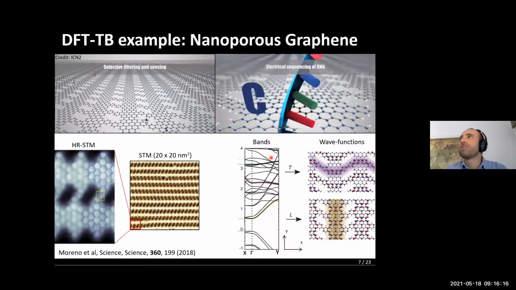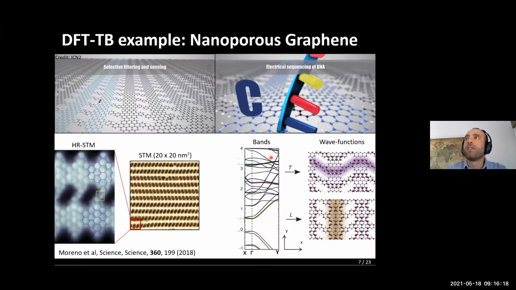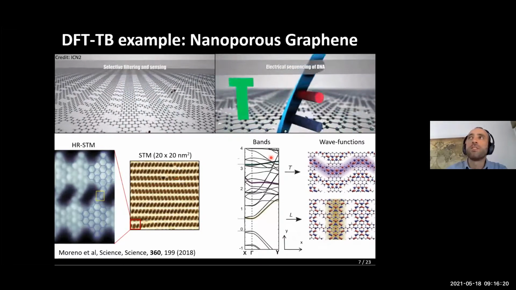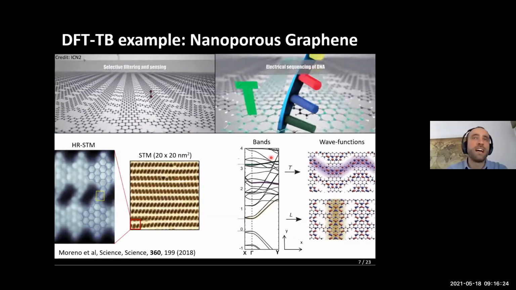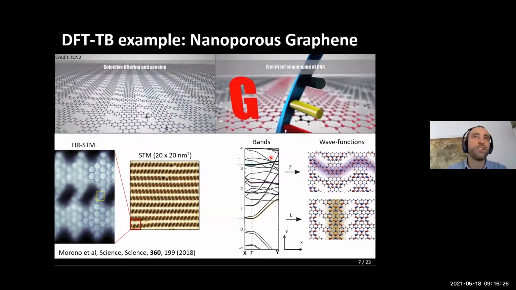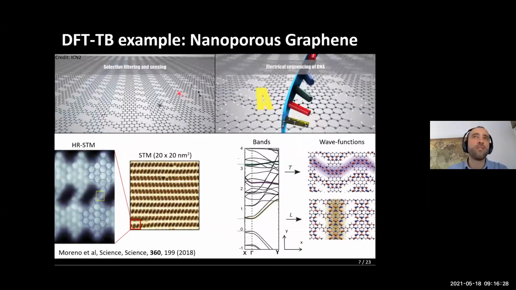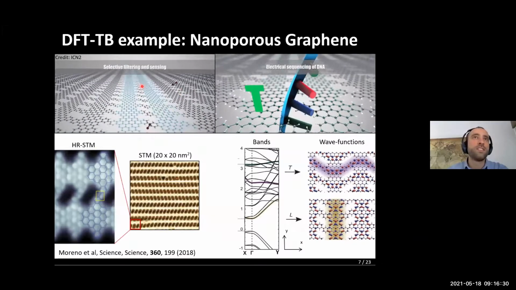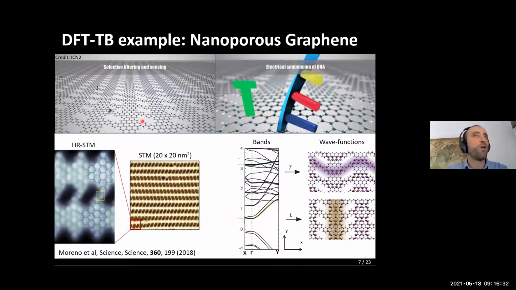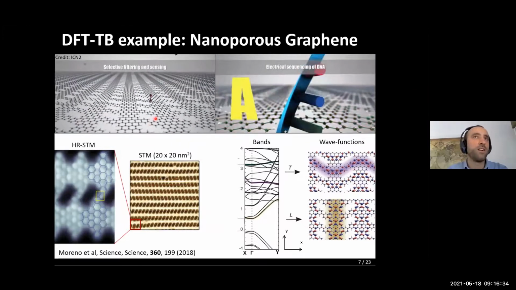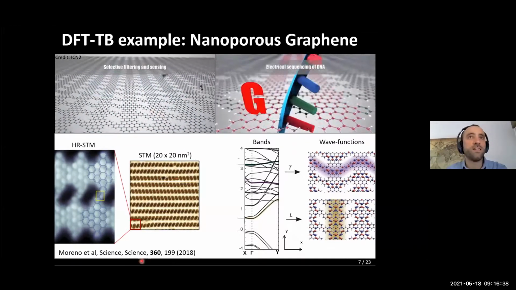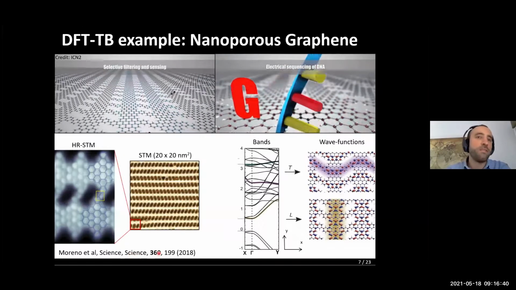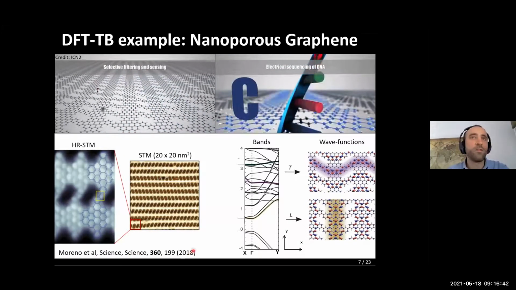And now let me just give you one more example on how to parameterize tight binding models with DFT for another system, which is a system we've been studying a lot in the last few years. This is nanoporous graphene. It's, as you can see, just graphene with some very small, nano-sized holes. It's a very interesting system. It has been synthesized bottom up and reported in Science just a couple of years ago.